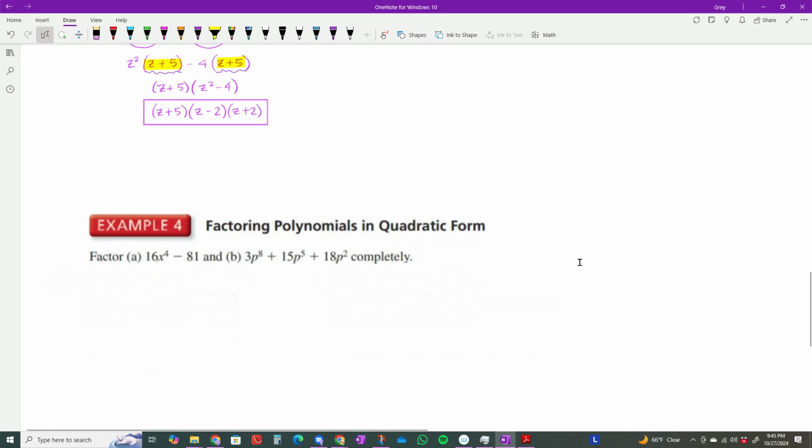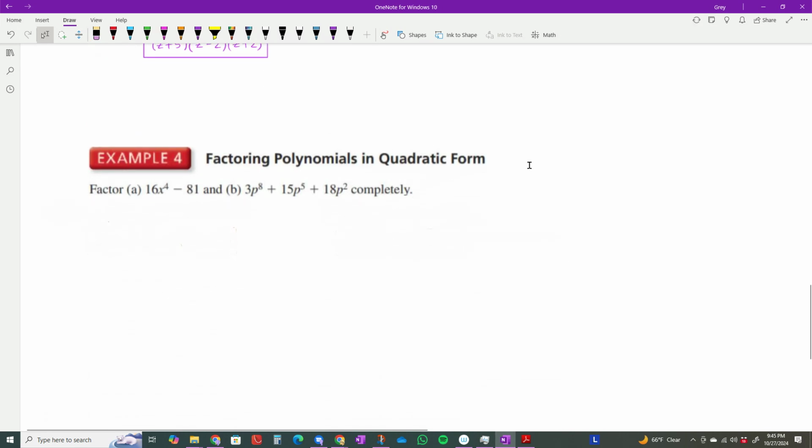Okay? Last but not least, factoring polynomials in quadratic form. Quadratic form means they're not actually a quadratic, but they look like a quadratic. For example, 16x to the 4th minus 81. That is two terms, which we call the difference of two squares, because whenever a variable has an even exponent, it's a perfect square. So in part A, I'm going to take the square root of each term.